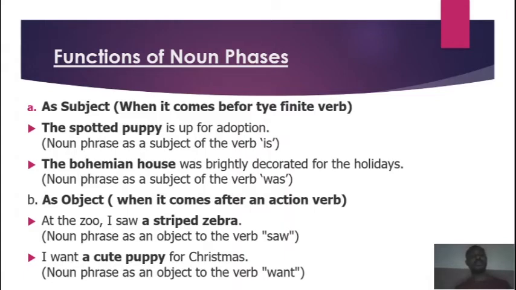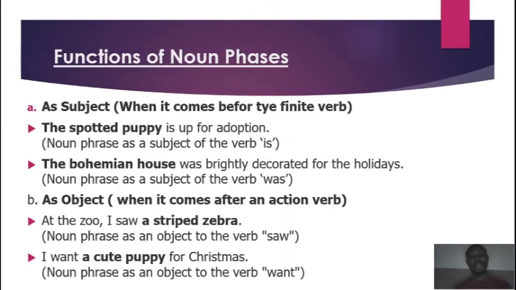Now, number two: function as object. This comes after an action verb. Look at the example below. At the zoo, I saw a striped zebra. Now, remove "at the zoo" and let's look at "I saw a striped zebra." Now, look at the bolded part, a striped zebra. That is a noun phrase.